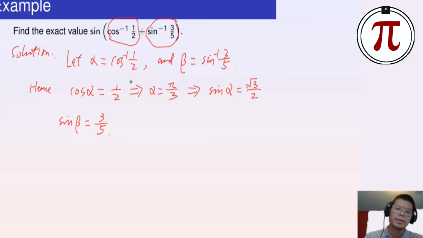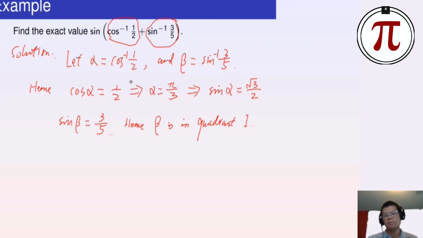So beta is in quadrant one, okay? Now can you find cosine beta? Sine is 3/5, it's already known. So what is cosine beta? If sine equals 3/5 and beta is in quadrant one, how do we find cosine beta? Using the Pythagorean identity, right?